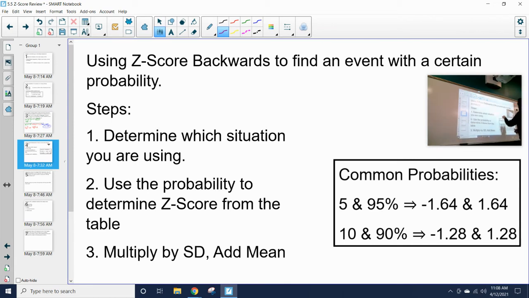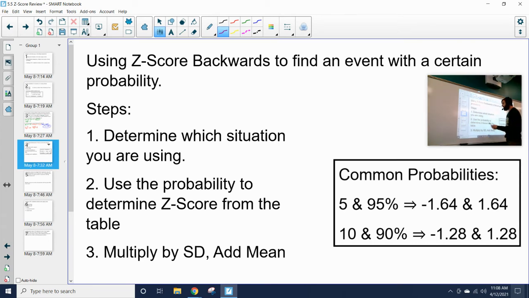We have a couple of common probabilities that we use. If it's 5% and 95%, these z-scores are negative 1.64 and 1.64 respectively. 10% and 90% are another set of common probabilities, which are negative 1.28 and positive 1.28. Those are just some common numbers. Those are, I think, the only ones I will use today, and the only ones that are on the review. But it's helpful to have those common probabilities.